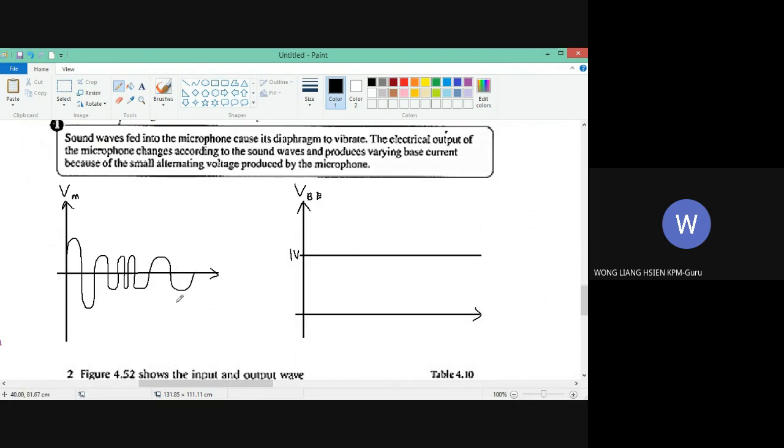But because the vibration is very small, the EMF, the voltage that is produced by the microphone, is also very small. So, for example, this voltage is only 0.1 volt here, and this is negative 0.1 volt. And here is 0.05 volt.